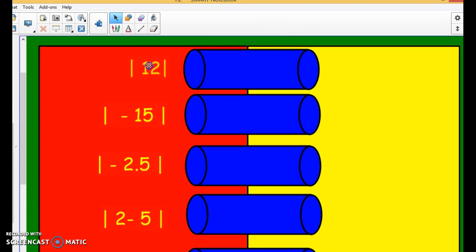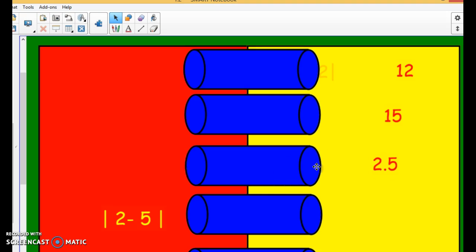So the absolute value of 12 is still 12. It's not going to change. Absolute value of negative 15 is 15. It's distance. It can't be negative. Absolute value of negative 2.5 is positive 2.5.